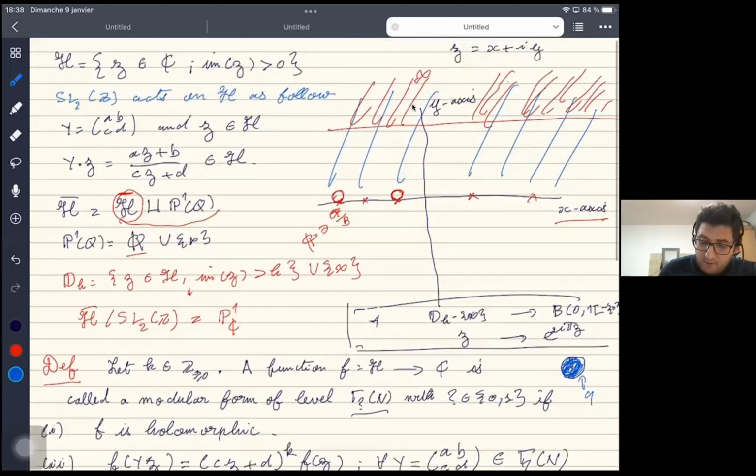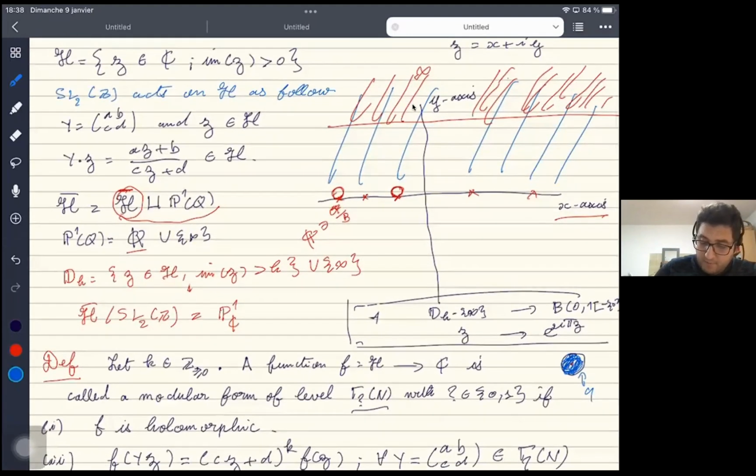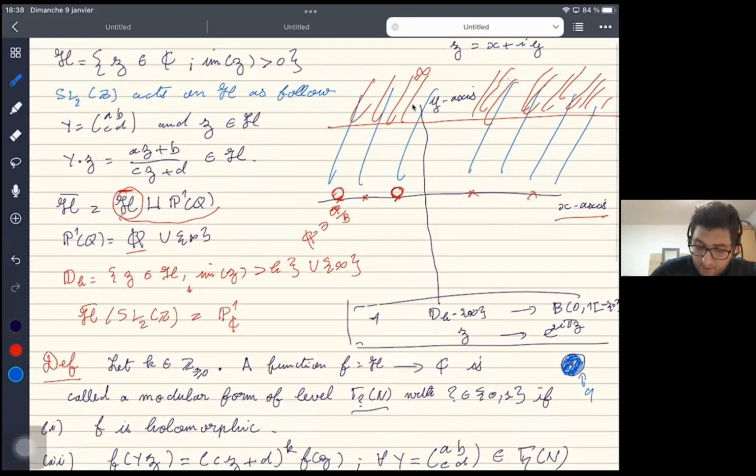And here I want to make this map a bijection. I want to consider just the part where x is between 0 and 1, because this exponential is periodic with respect to x. If I consider just this strip, the exponential will send it to this disk minus 0. But if you add infinity, the infinity will go to exactly 0.